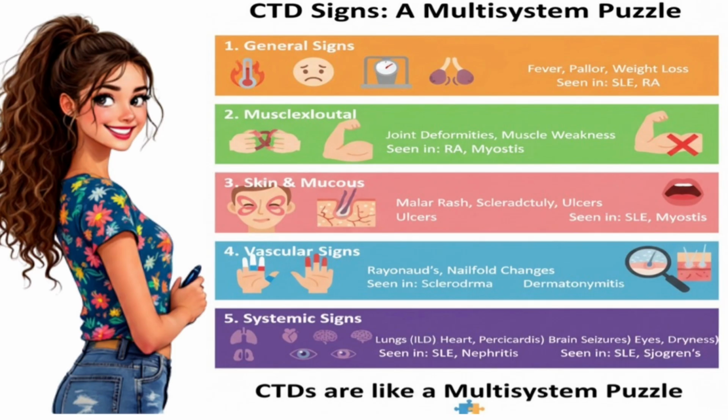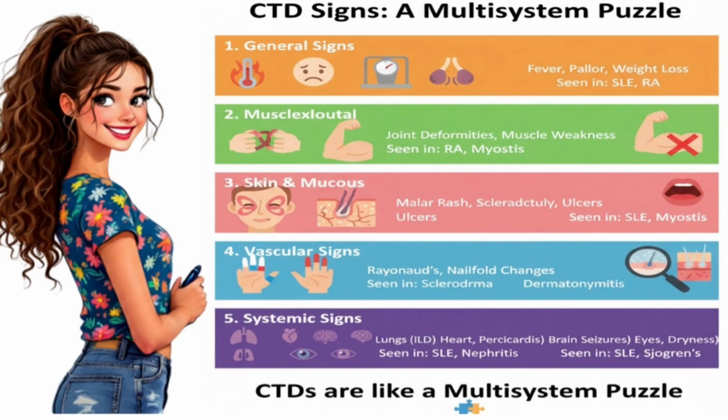So, Dr. Yogesh summarizes that CTDs are like a multi-system puzzle. SLE: malar rash, nephritis, arthritis, and photosensitivity are classic findings. Systemic sclerosis: skin tightening, Raynaud's, esophageal dysmotility, and lung fibrosis are hallmark signs. Dermatomyositis or polymyositis: proximal muscle weakness, heliotrope rash, and Gottron's papules are defining features.